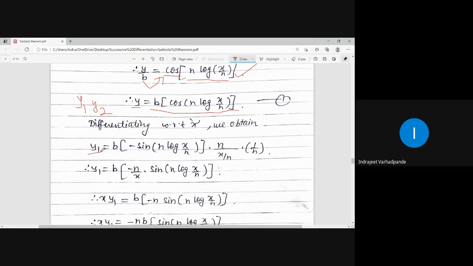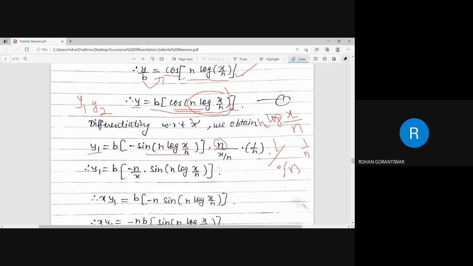Differentiating with respect to x. Y will be differentiated, we get y1. B is constant. Derivative of cos u, क्या है? What is derivative of cos u? Minus sin u du by dt. Minus sine of this complete bracket into derivative of this n log of x by n. अभी ध्यान से देखिएगा. Derivative of n log of x by n में n constant है. Log u का derivative is 1 by u, यानी 1 by x by n into again derivative of x by n is 1 by n. ये बात समझ में आई क्या?